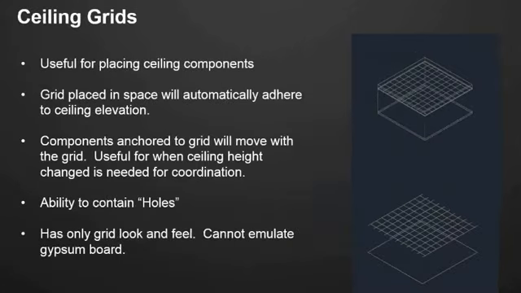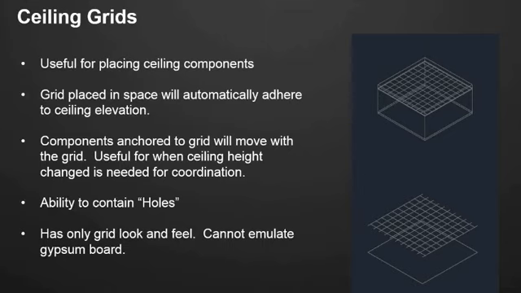Spaces are great things. As I mentioned before, one of the greatest things for the piping guys is the automatic reporting of the elevation and saying whether it's above or below the ceiling or above or below the slab. Ceiling grids, which are hosted inside of a space, are extremely useful for placing ceiling components such as duct diffusers or access space doors, because you can anchor them to the ceiling grid, and then when the ceiling grid gets adjusted, the component will move with the ceiling grid.